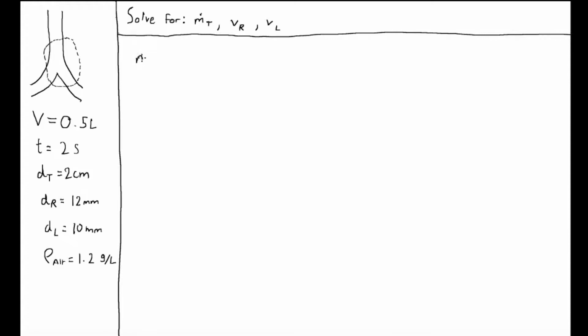So the flow rate of mass in through the trachea minus the mass flow rate through the right bronchus minus through the left would be 0. And this makes sense because all the mass that comes in ends up having to go out somewhere.